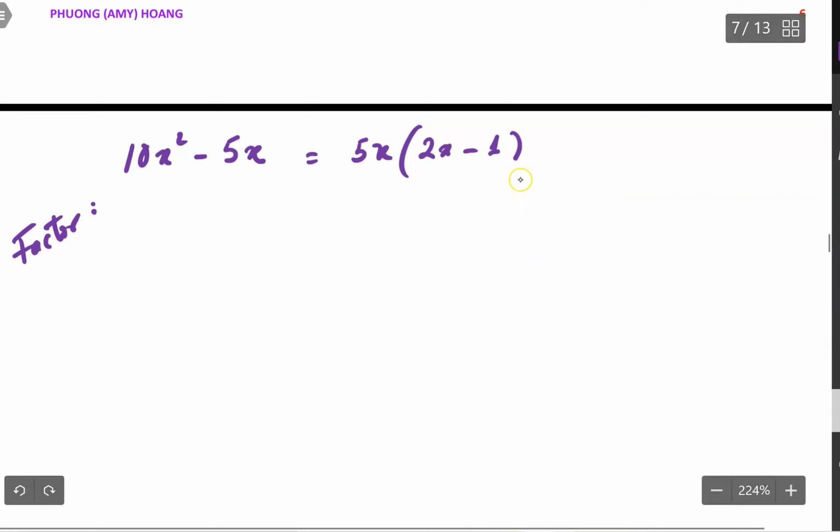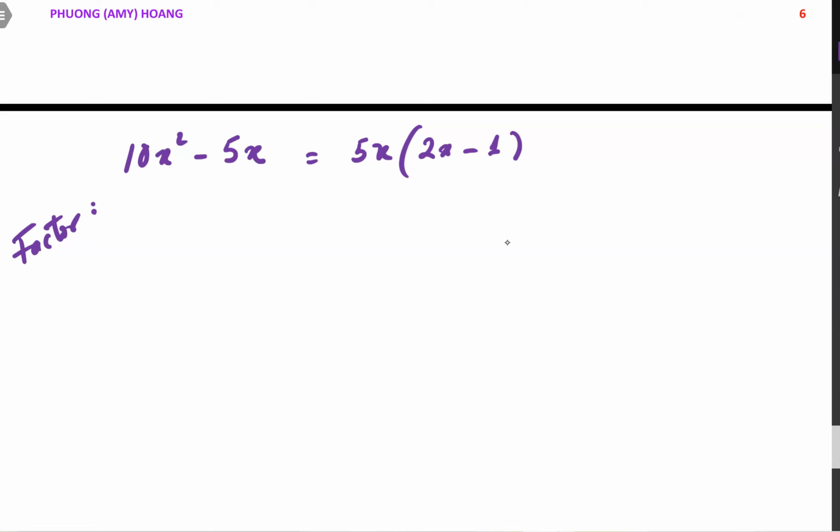Okay, so when you did this, you actually immediately checked if 5 times 2 is 10x squared, and then x times x is x squared, and then 5x times minus 1 is minus 5x. Okay, so what is the step behind this common factoring? The step behind this common factoring is this. Okay, so this is very important.